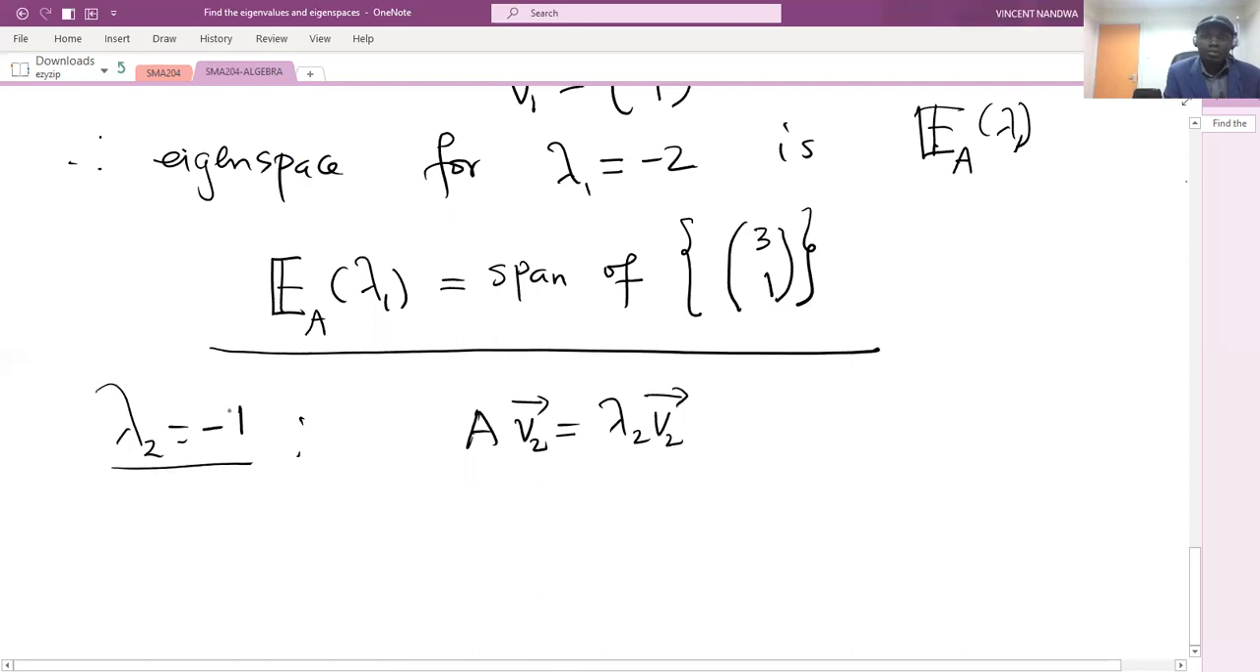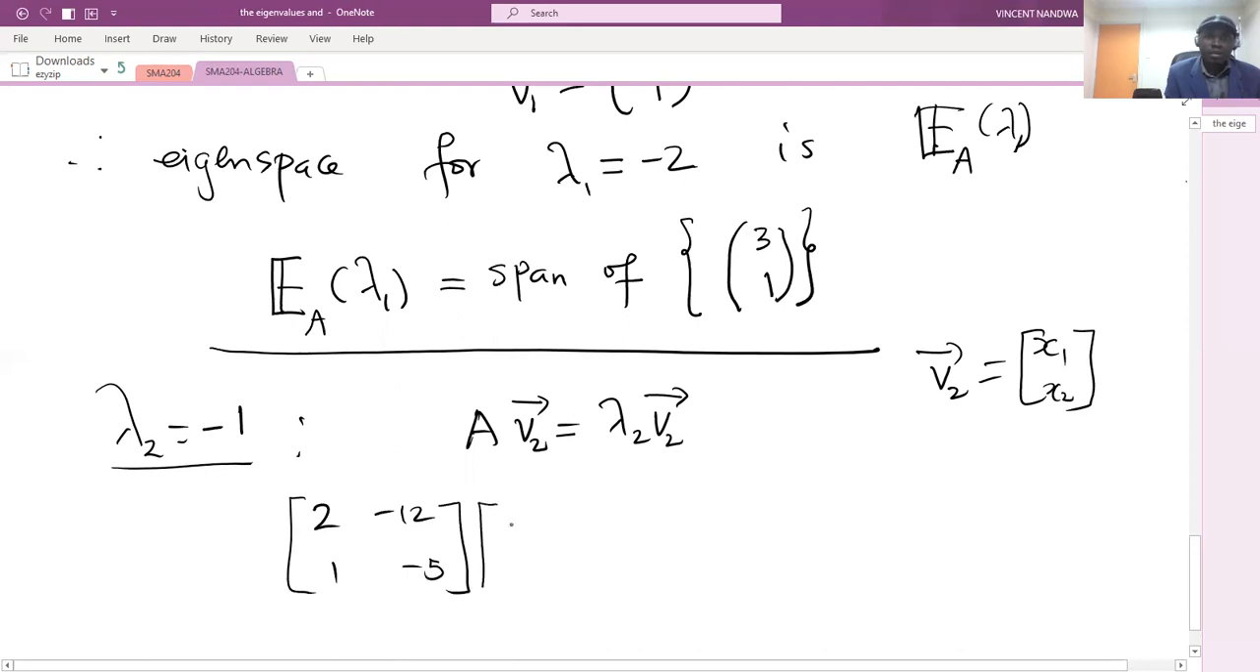Because this is a case of a matrix of size 2 by 2, v2 can also be taken to have these elements x1, x2, so that we'll have the matrix A, which is 2, minus 12, 1, minus 5, multiplied by x1, x2, equals to minus 1 times x1, x2.